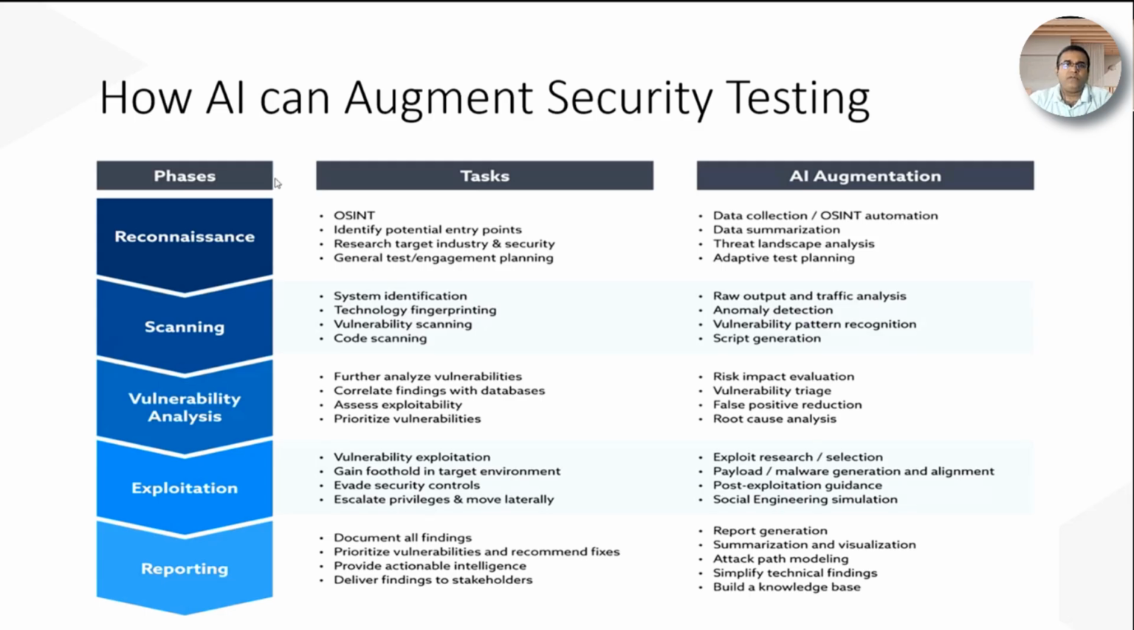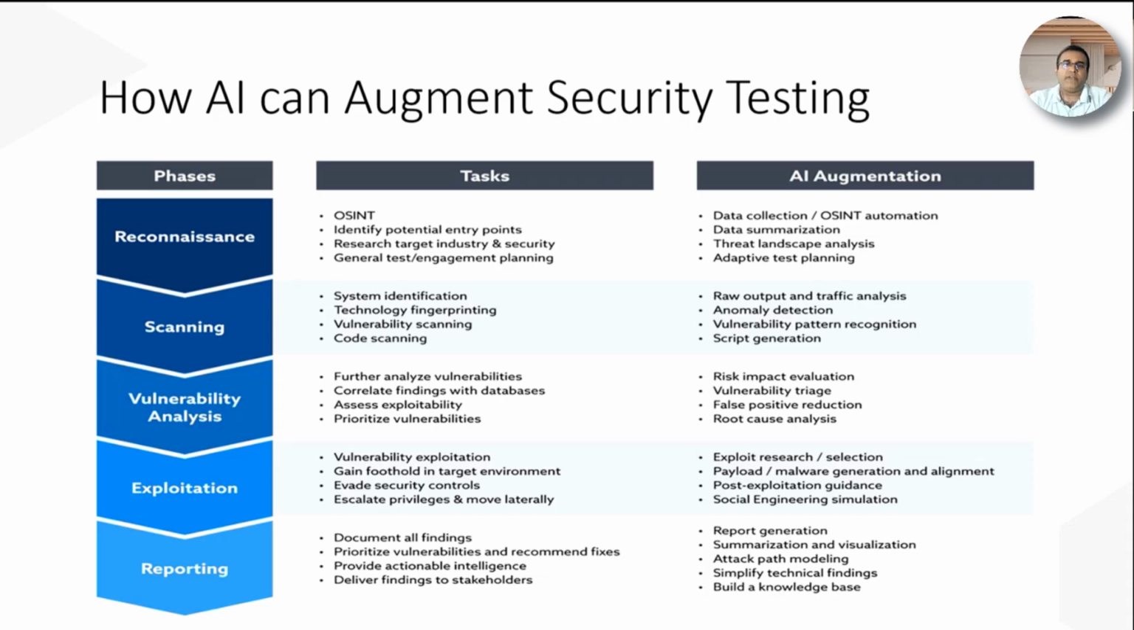Right? So how can AI augmentation help? Identify potential entry points, reach the target industry, security, general tasks, reconnaissance. It collects information from everywhere and summarizes the data. It will come up with an adaptive testing plan, and the threat landscape is going to be identified for that. The tasks include system identification, technology fingerprinting, vulnerability scanning, and code scanning. Especially in code scanning, this is very, very important, right? Understanding the code is very difficult.